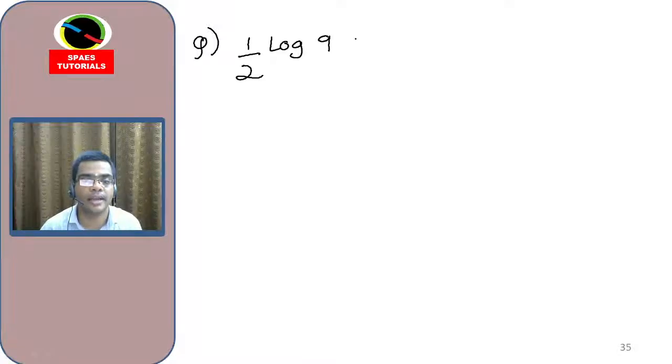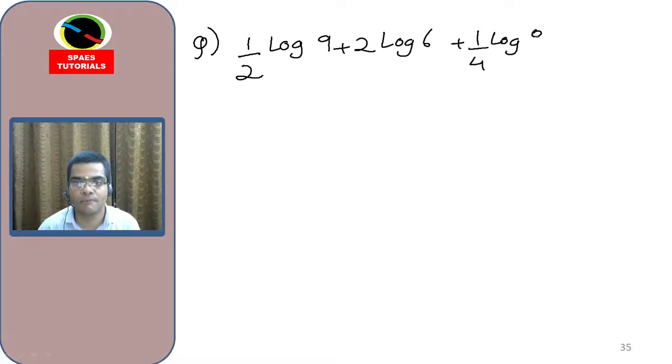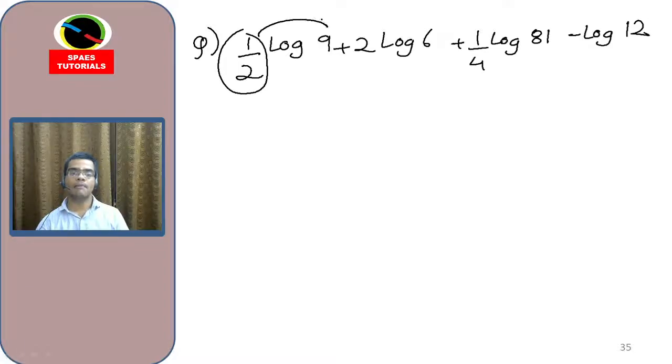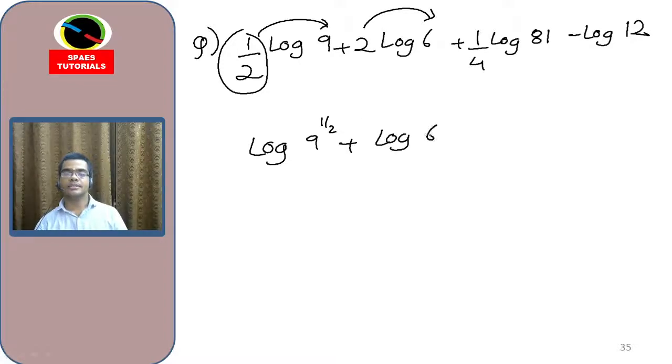Half log 9 plus 2 log 6 plus 1 by 4 log 81 minus log 12. Yes, see, this we can solve same as it is. Half log 9 means this half goes as a power for 9. That's going to become log 9 power half, and this 2 goes as a power, log 6 square, and this 1 by 4 goes as a power, log 81 power 1 by 4 minus log 12.